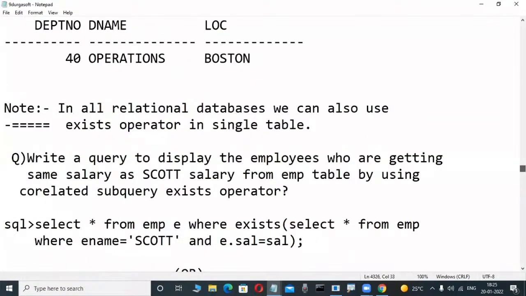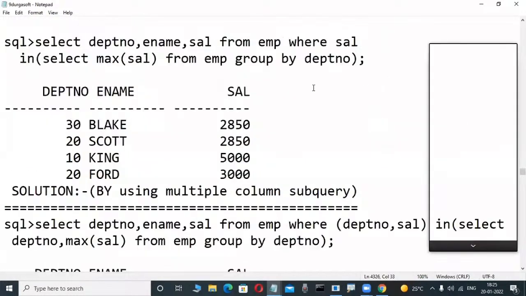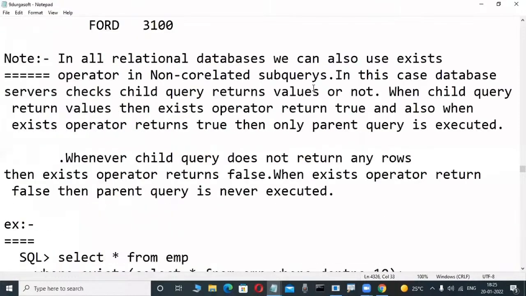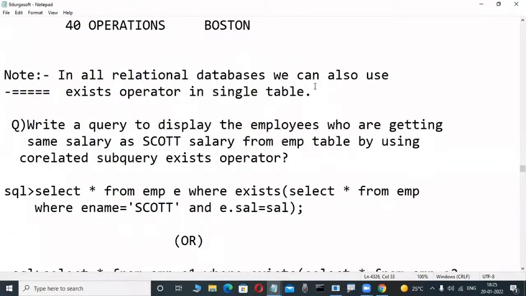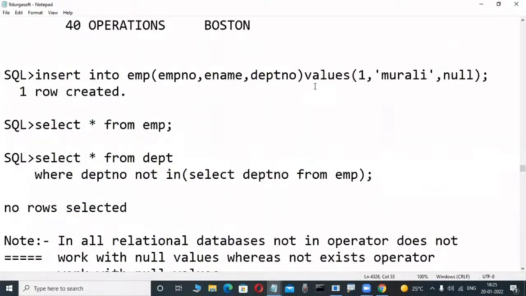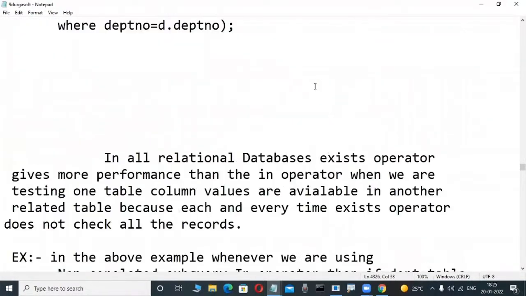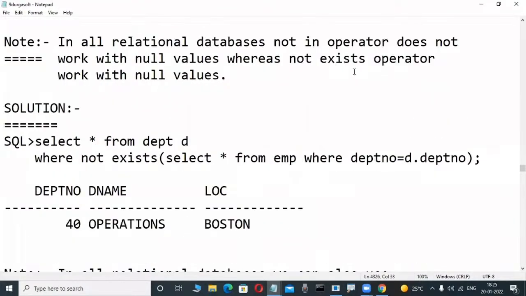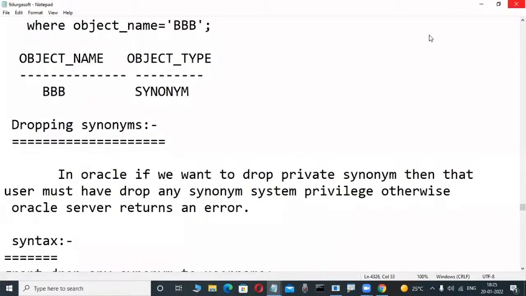Suppose you are attending an interview, they ask you to display the nth highest salary employee, the second highest salary employee, or delete duplicate rows. These types of things are there. Those are all the things we are learning in our course only. Some queries are there. These are all things we are familiar with. Don't worry. Then database objects, so many things are there. We are learning them. These are big concepts.